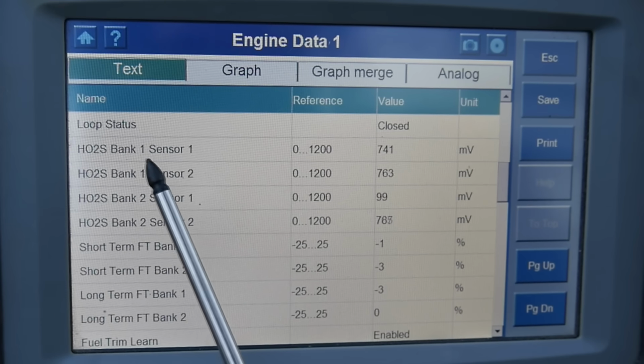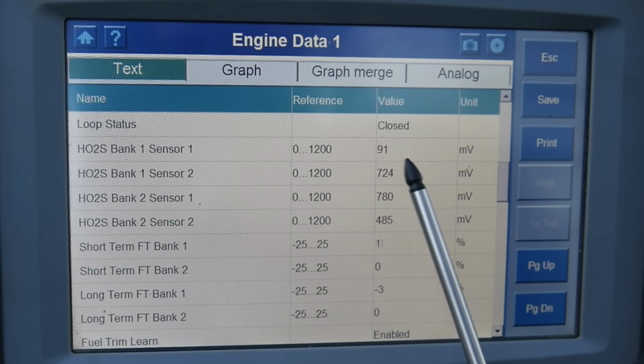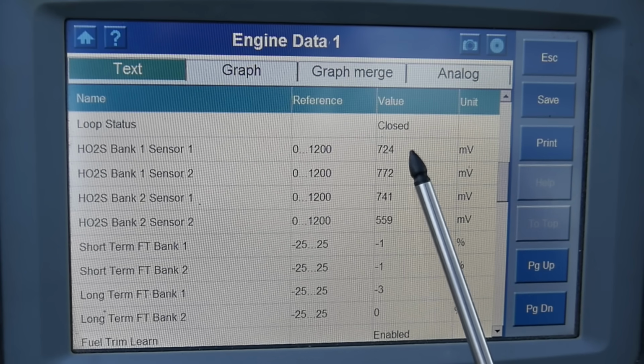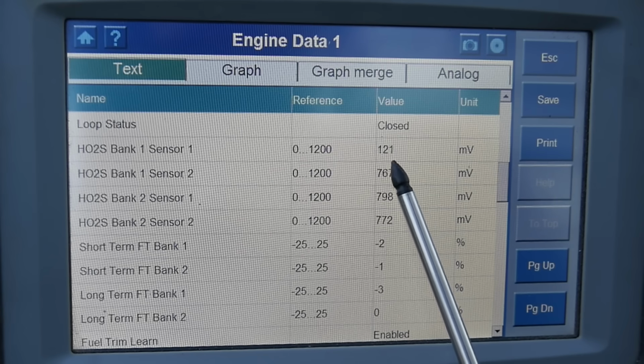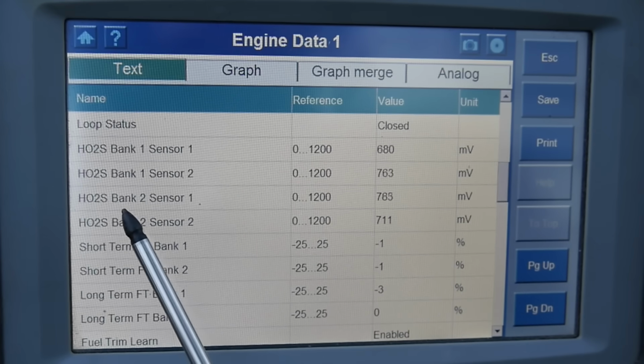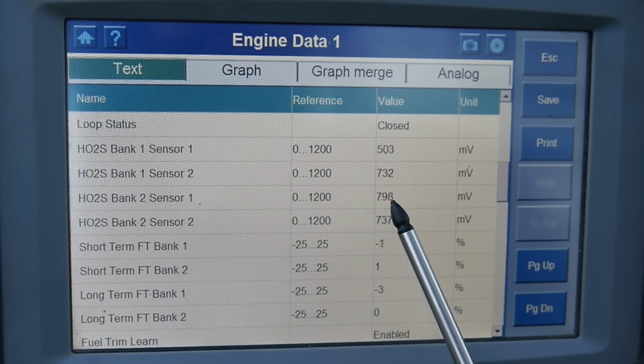We got our oxygen sensor, bank 1, sensor 1 oscillating. We got 82, 86 to 700 and something. That's basically in millivolts. So in other words, it's 0.1 to 0.7 or 0.8 volts, which shows it's oscillating and working correctly. We got our bank 2 sensor 1 oscillating as well, as you can see here.